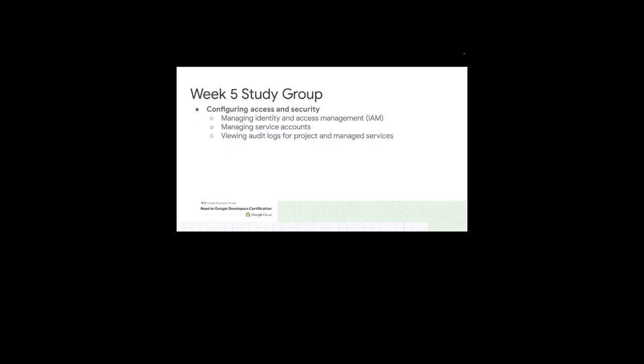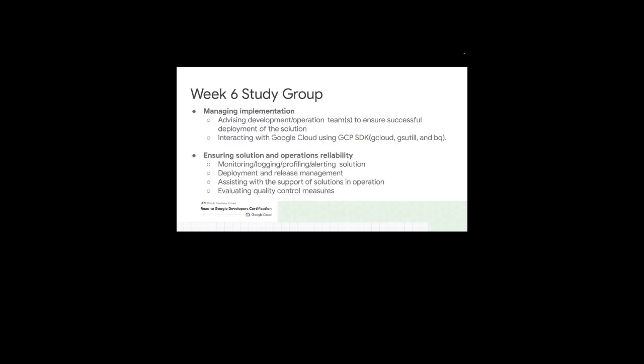In week 5, you'll be learning about access and security. I know in the session we had Wednesday, I got a couple questions around how to properly structure accounts and projects, and what happens if you want to access data from one project to another. This is where managing identity and access management as well as service accounts will be really important. This will allow you to have fine-grained controls of who can access what, both within a project and from outside a project. Next, we'll be viewing audit logs for a project and managed services, so you can then know who's accessing your project and when they're accessing it.